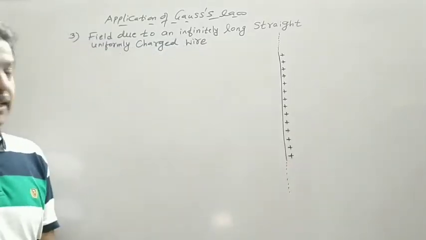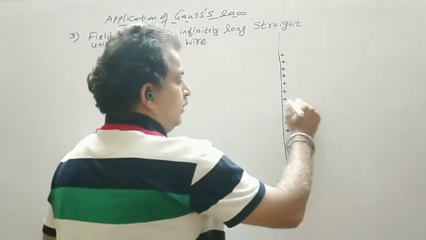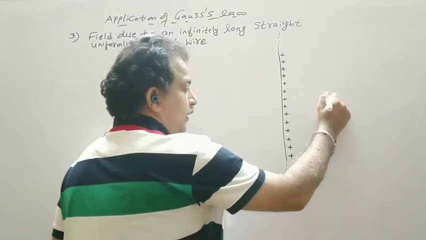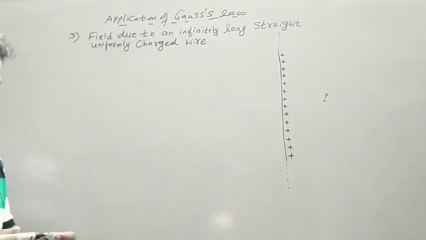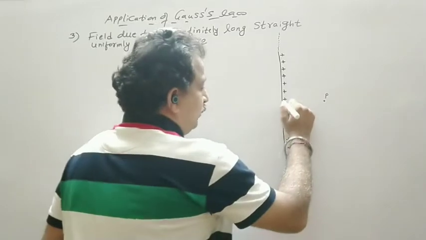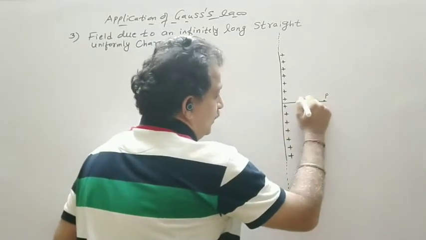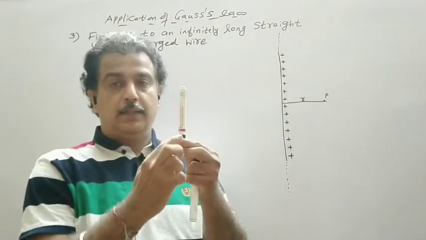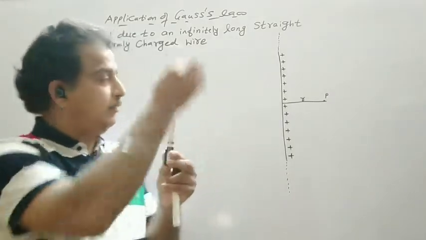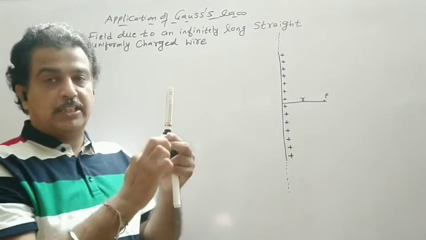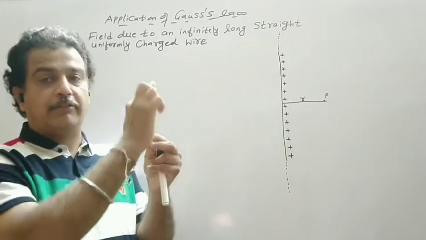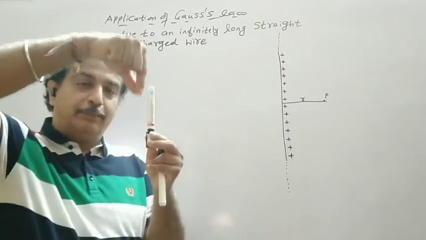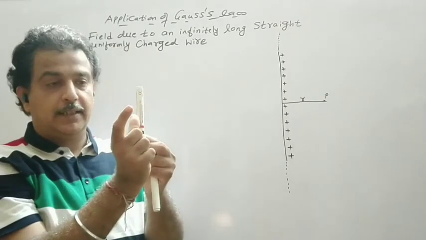Now let us consider a point P, and the distance of the point P from the wire is R. This is a thin wire. We have to neglect its thickness. It is a very thin wire and the charges are uniformly distributed on its surface. I am taking a point P at a distance R.